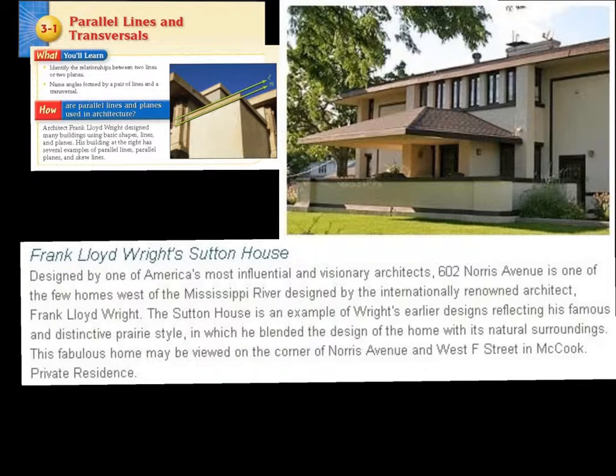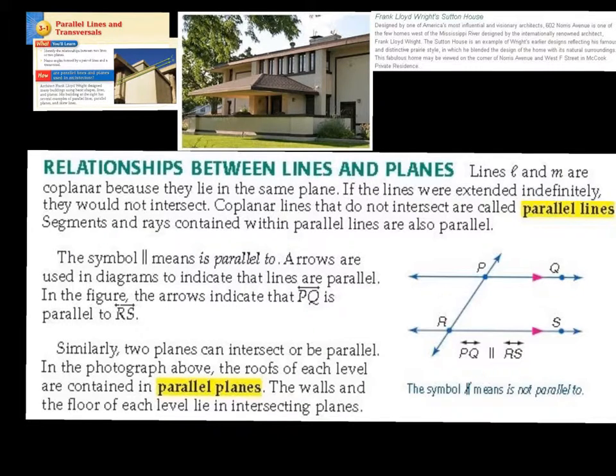Here's a different picture of Frank Lloyd Wright's Sutton House, designed by one of America's most influential and visionary architects, 602 Norris Avenue in McCook, Nebraska. It's one of the few homes west of the Mississippi designed by the internationally renowned architect, Frank Lloyd Wright. Oh, enough advertising for my hometown. Go Bison. Back to geometry.